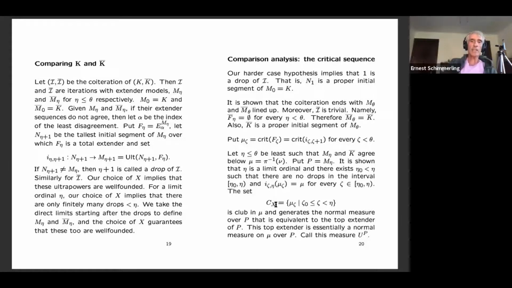Cx, and I'm labeling it because it all ties back into which x we took. Cx is the collection of mu zeta for zeta between eta 0 and eta, in this tail of the iteration. All of the critical points in this tail of the iteration form a club in mu, and that club generates the top extender of P. So it generates a normal measure over P that's equivalent to the top extender of P.